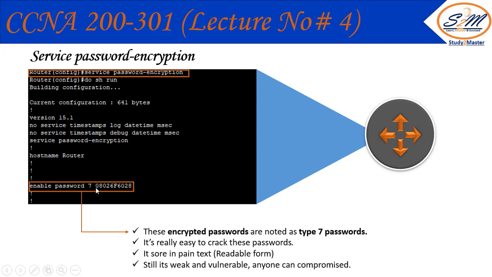What does 7 mean? 7 indicates that the Cisco router uses type 7 encryption. This is based on a Cisco algorithm. These encrypted passwords are noted as type 7 passwords. It is really easy to crack these passwords. It is stored in a readable form. Still, it is weak and vulnerable. Anyone can compromise it. We can decrypt it or crack it.